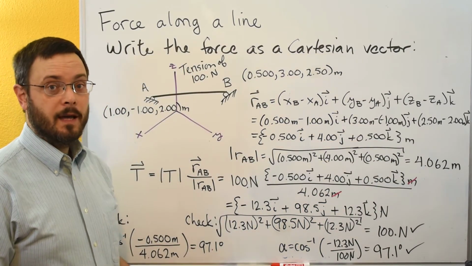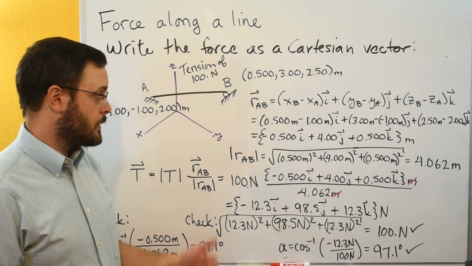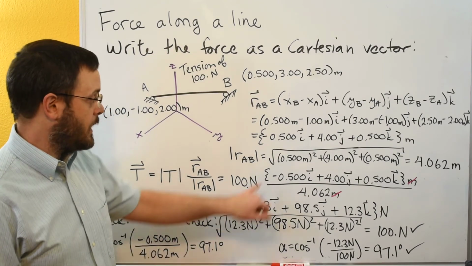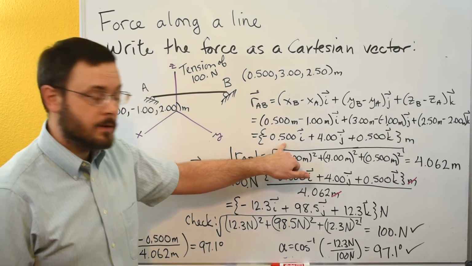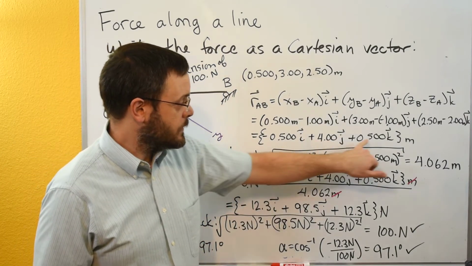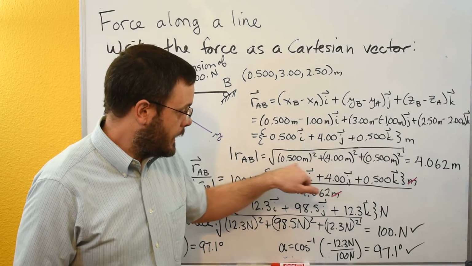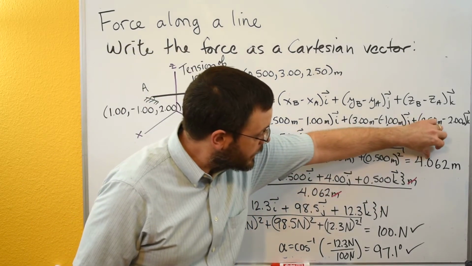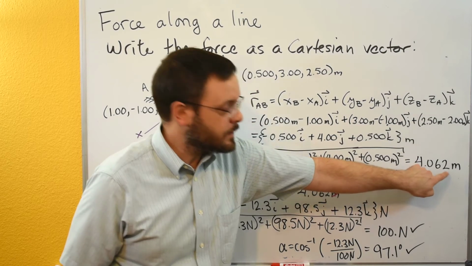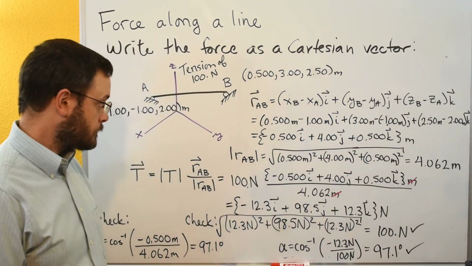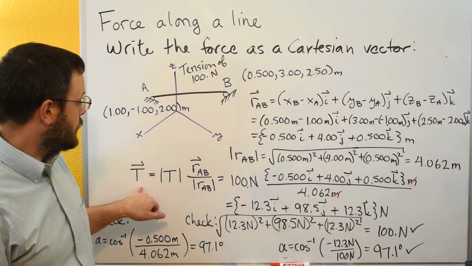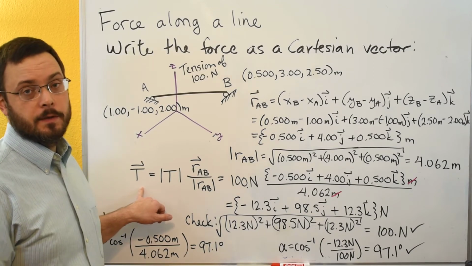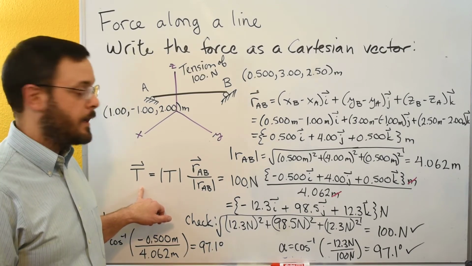We need to get the magnitude of this position vector because we're going to need to use that in just a sec. So its magnitude is the x component squared plus the y component squared plus the z component squared. Add them all together and take a square root, and that gives us 4.062 meters. Now to create the tension, I used a T here, but you could use an F in here.